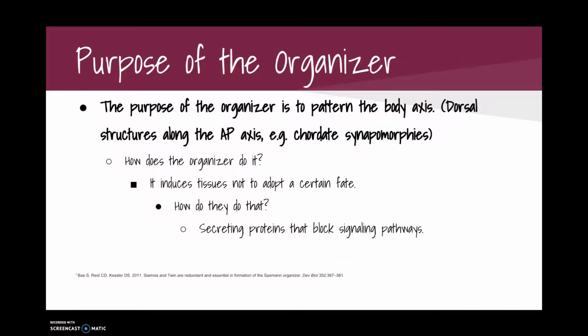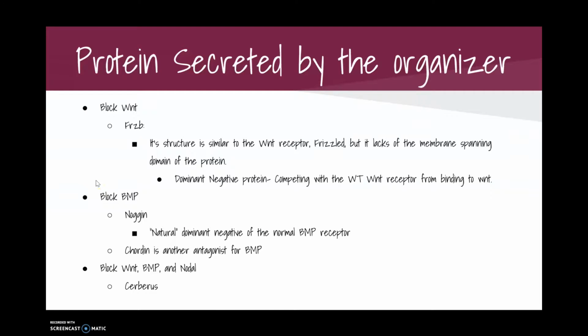Well, how does the organizer do it? The organizer doesn't tell tissues to become or adopt a certain fate. Instead, it induces tissue not to adopt a certain fate. How do they do that? They do that by secreting proteins that block signaling pathways, which prevent the tissues from becoming or adopting a certain fate.